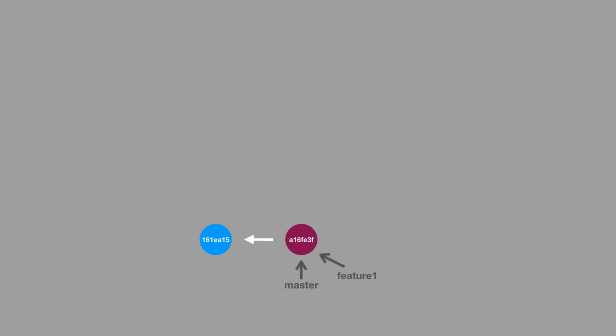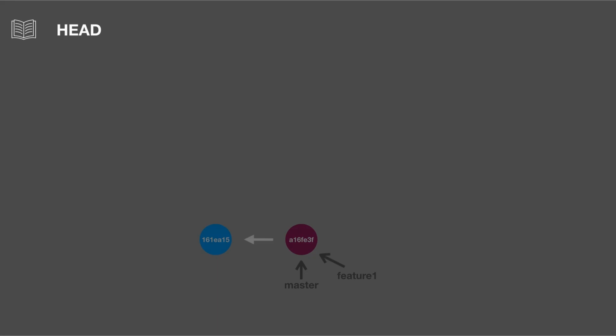So we can see that there's a new branch called feature1 pointing to the purple commit. Now, what is this thing called HEAD in capital letters? HEAD is a pointer to a reference of which branch you are on. So let's see that.